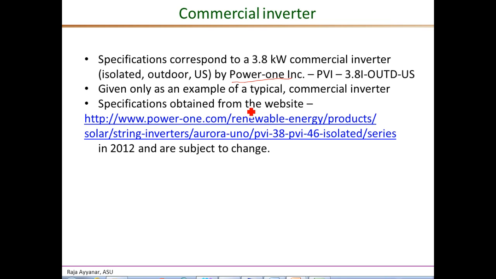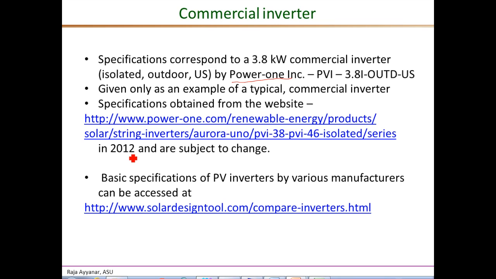So the specifications themselves are obtained from the data sheet posted at this website of part1, and obviously these are subject to change. The data sheets were obtained in 2012, and this website, the Solar Design Tool, has the specifications and data sheets of numerous other inverter manufacturers. I believe there are more than about 50 inverter manufacturers' specifications, ranging from central utility scale inverters all the way down to micro inverters.